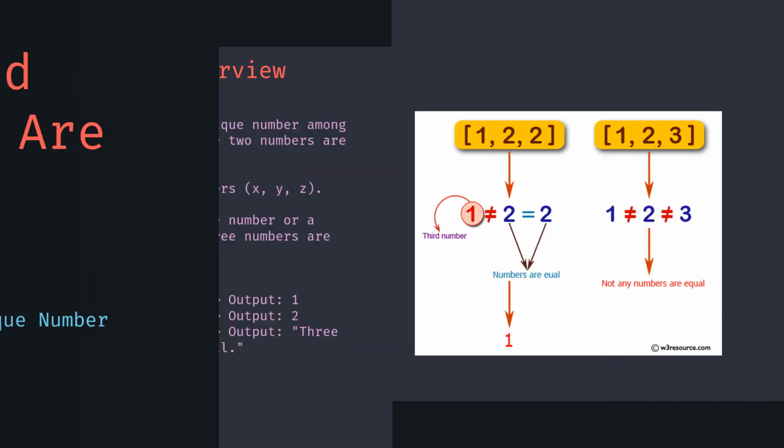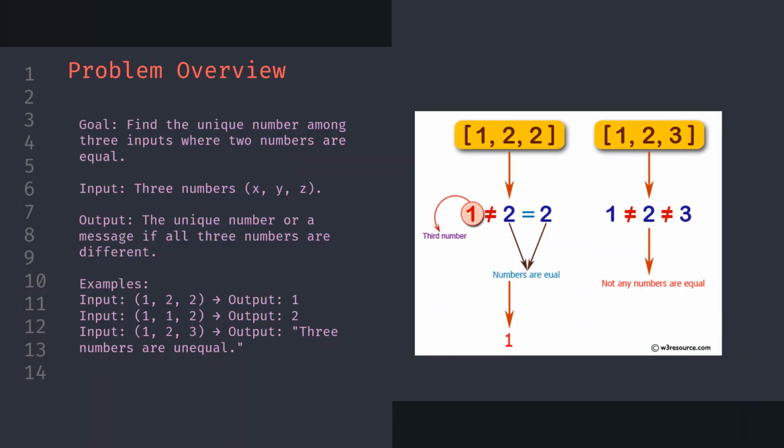Hello, and the task is to determine the unique number when two of the three inputs are equal. For example, in 1, 2, and 2, the unique number is 1. In 1, 2, and 3, all three numbers are different, so the function returns a message.